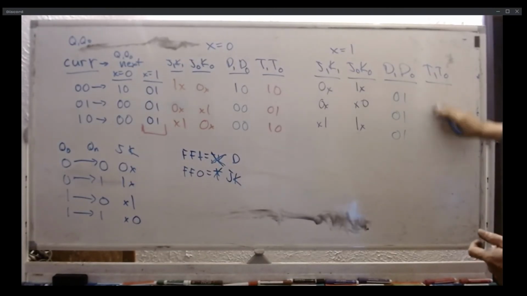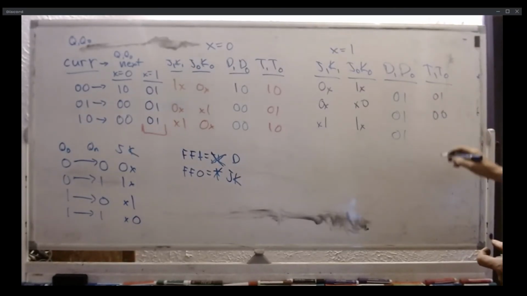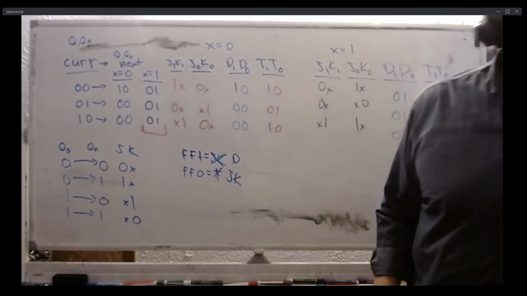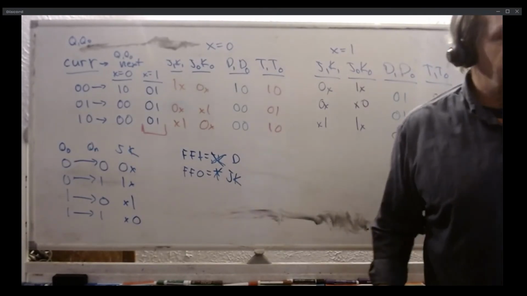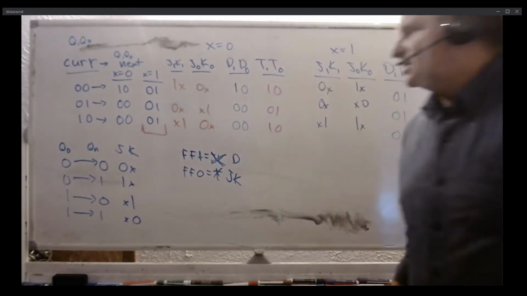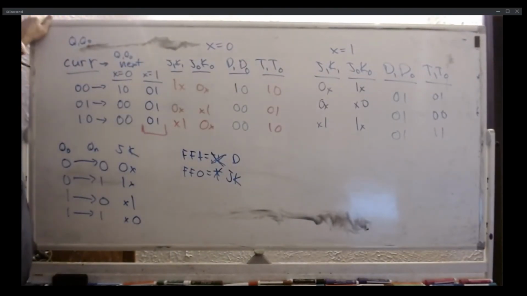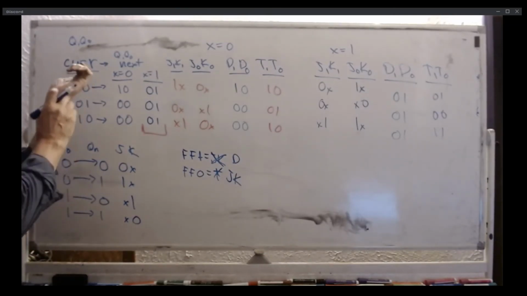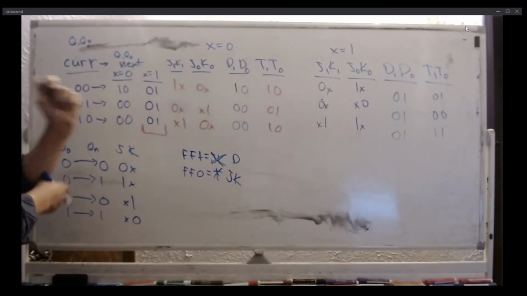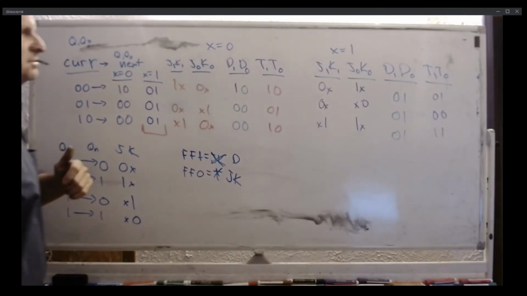Now I can use this color. Is that what you guys got? I don't understand the T for x equals 1. Did I screw that up?